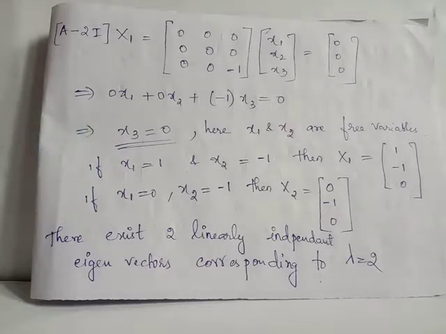At x3 equals 0, x1 equals 1 and x2 equals minus 1, we have the eigenvector x1 equals (1, minus 1, 0). At x3 equals 0, x1 equals 0, x2 equals 1, we have the eigenvector x2 equals (0, 1, 0). We can see that x1 and x2 are linearly independent. So corresponding to eigenvalue lambda equals 2, we are able to get two linearly independent eigenvectors.